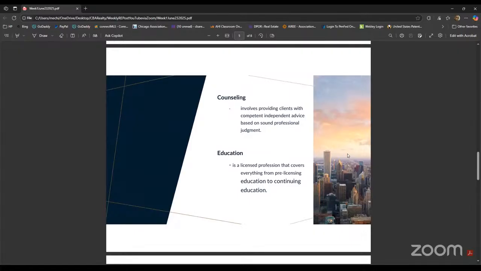Counseling is another profession within the real estate business. It involves providing clients with competent, independent advice based on sound professional judgment. An example of this would be HUD counseling. When we hear that, we say, oh, HUD counseling, well, that relates to home buying. You're exactly right. It takes that consumer, client, home buyer, and really goes over the process of home buying, home ownership, and things of that nature.